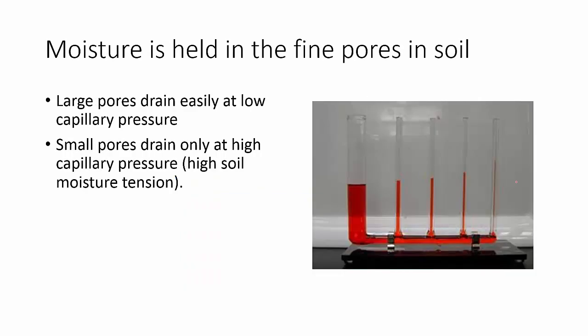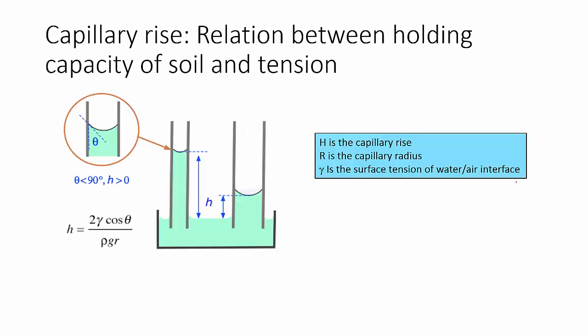Moisture is held in the fine pores of soil. So whenever we talk later on about groundwater, the groundwater is going to be found in the pores in the ground, in the subsurface. That water can be drained easily or not so easily. The larger the pores, the more easily that is drained, and the smaller pores drain only at high capillary pressure, meaning that in small pores it's hard to remove that water. That will retain the water.